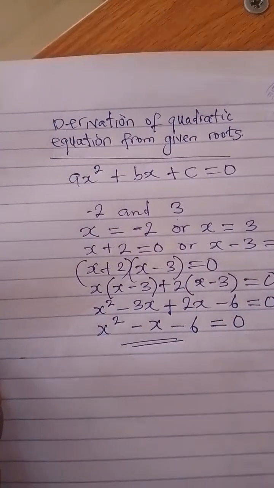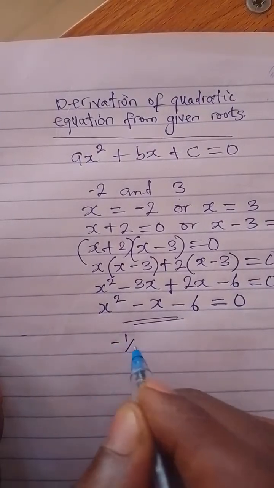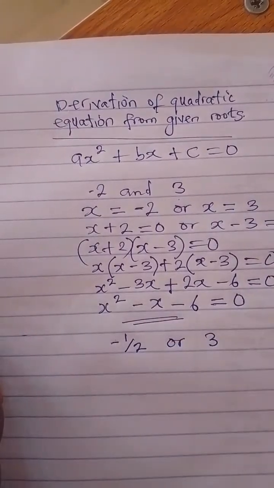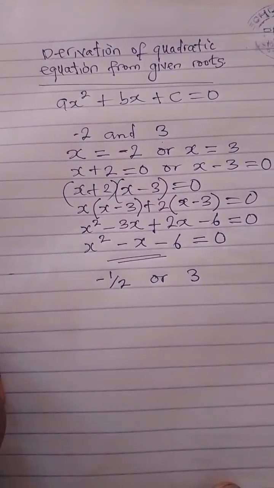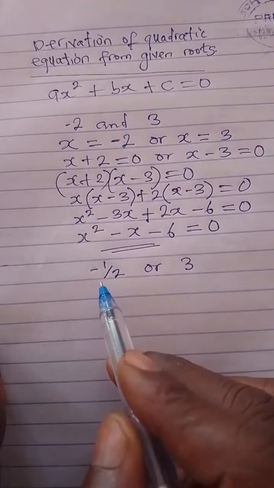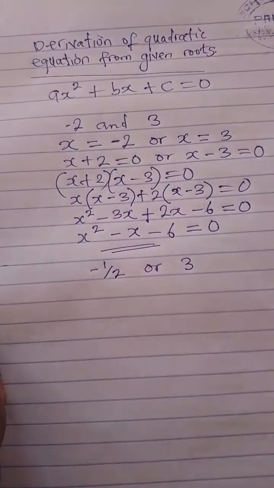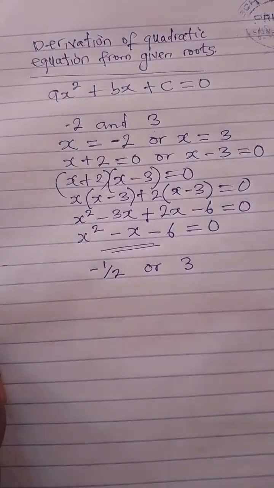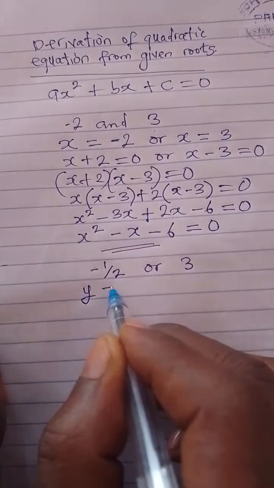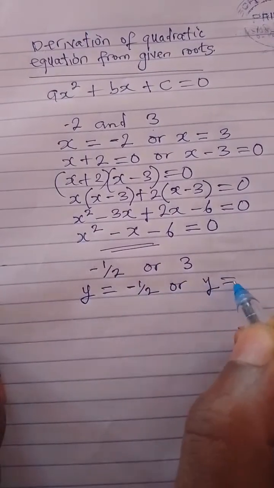Now let's form another quadratic equation that has the root minus 1 over 2 or 3. This time around we're having a fraction. So let's find another quadratic equation with the root minus 1 over 2 or 3. Like we did before, we get our variable. So let's say the variable this time around is y. So that means y is equal to minus 1 over 2 or y is equal to 3.